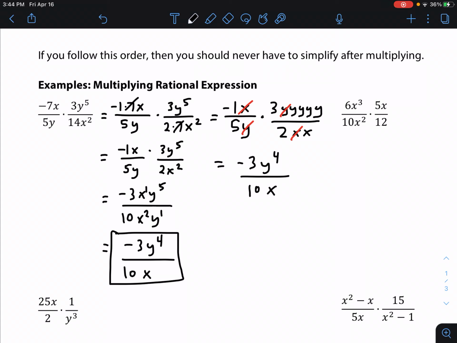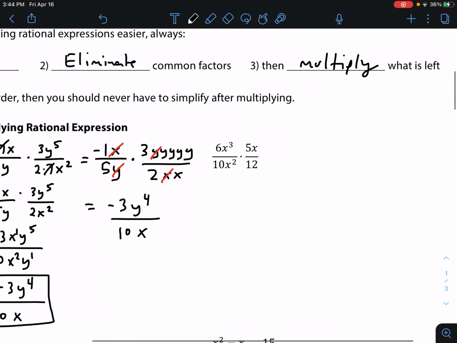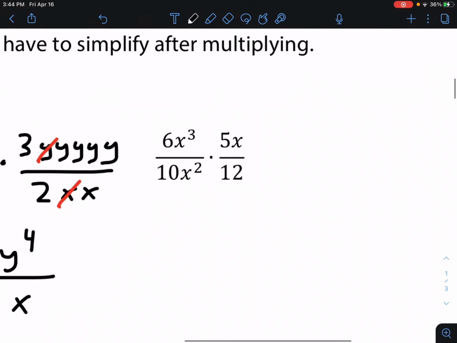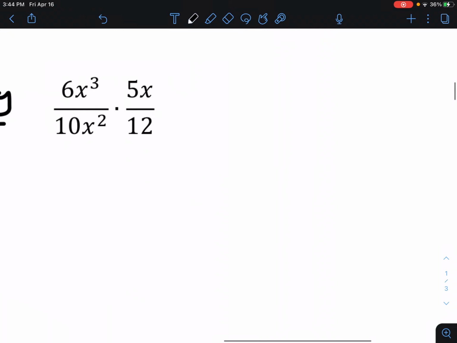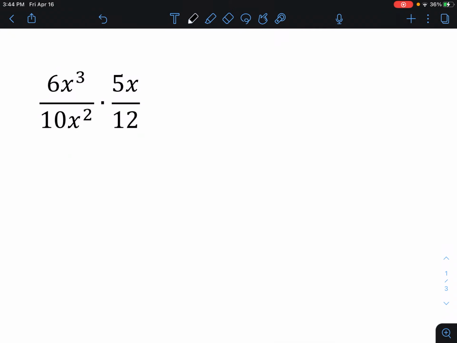All right, let's do another one. Okay, so this one. Sometimes you can multiply right away, and it actually isn't too bad. This one wouldn't be too bad if you decided to multiply right away, but I like to simplify if we can.